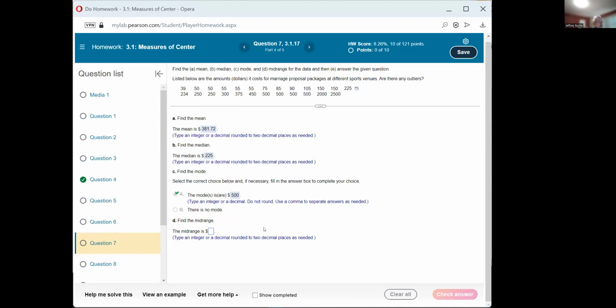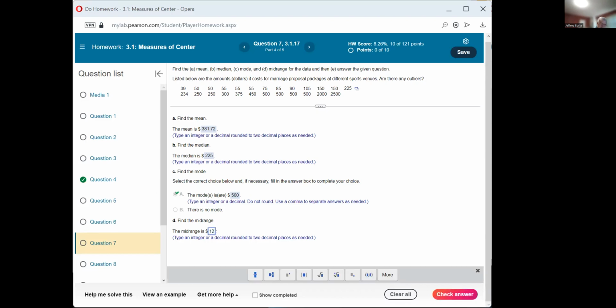The min is 39. The max is 2,500. So if you take 39 plus 2,500, you do that, and then divide by 2, you get 1,269.5. Like the answer came up for another question we just did, maybe from the previous video.